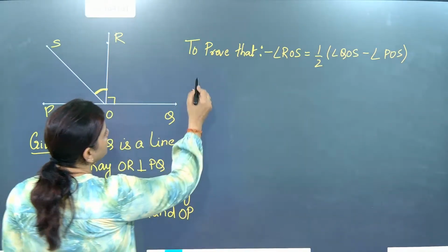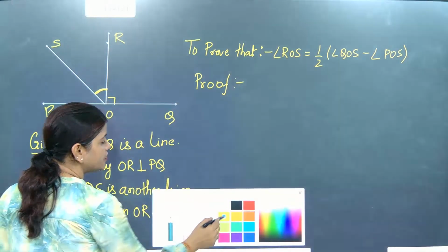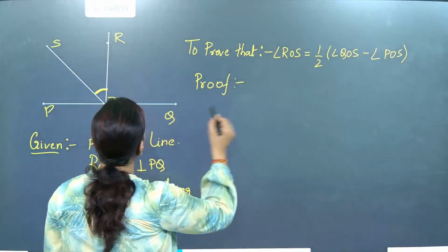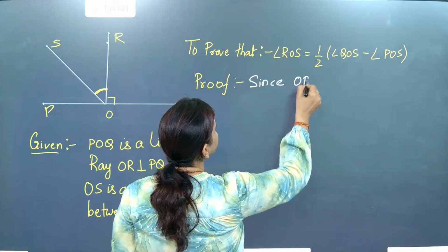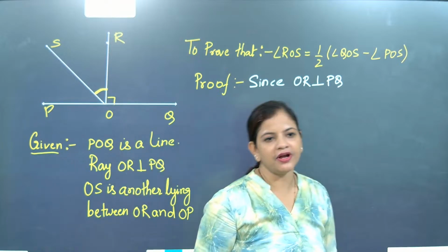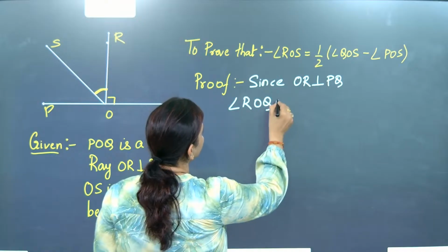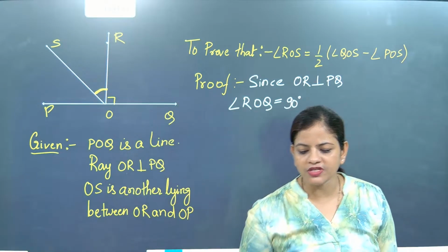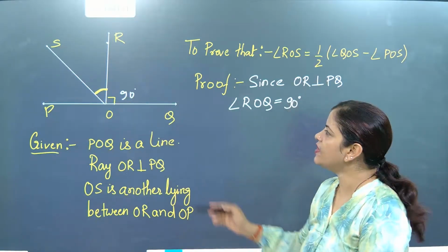Now here, proof section. In proof section, we will start. I'm starting with another color so that you can remember this. Once you are starting this part, now here you have to write that since OR is perpendicular to PQ. So what is perpendicular? OR is perpendicular to PQ. Therefore, angle ROQ is equal to 90 degree. Given. Okay. So ROQ will become how much, beta? 90 degree. First work we will take this two.